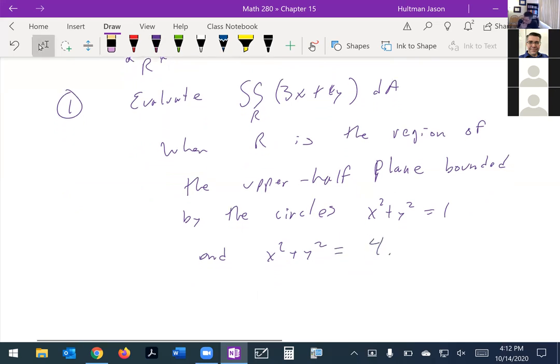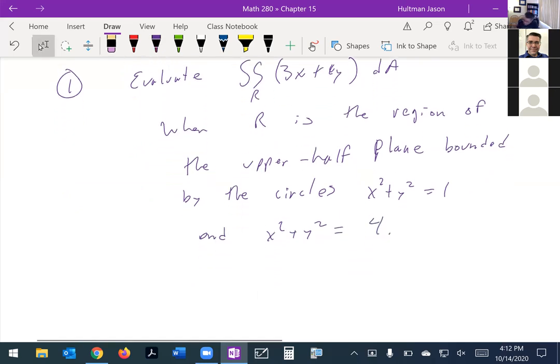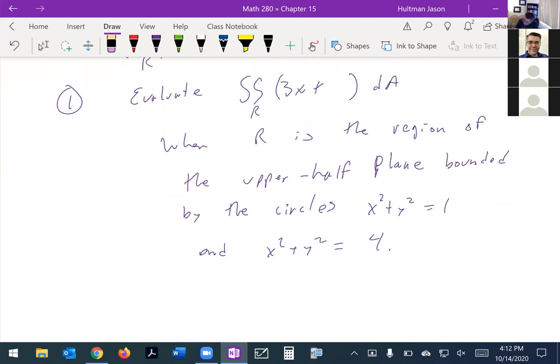So let's draw out what R is here, and then we'll convert everything and we'll integrate. What's x squared plus y squared equals 1? Isn't that the unit circle? Okay, that's the unit circle. 1, 2, 1, 2. So we've got the unit circle.